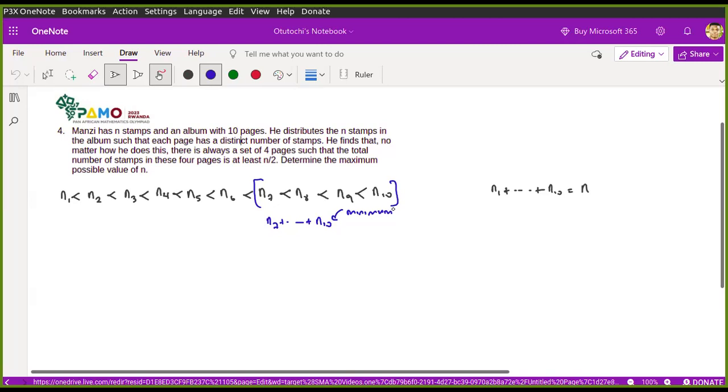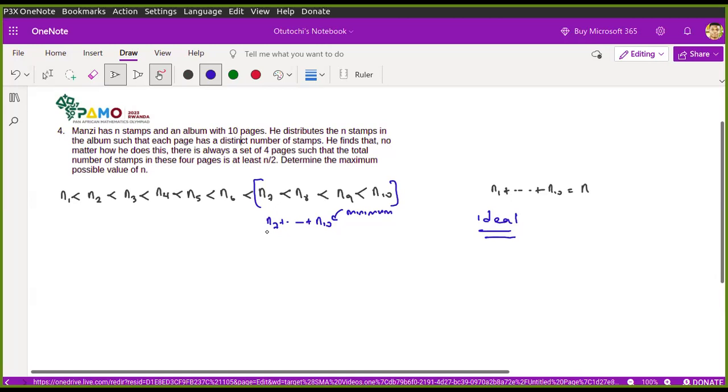So basically, we just need to consider this value in that distribution, and we'll call that distribution the ideal distribution. That's the distribution that has the minimum value for n7 plus n8 plus n9 plus n10. So for each n, we'll consider that value in the ideal distribution. And if it's greater than or equal to n over 2, then that n works, else that n doesn't work, right?